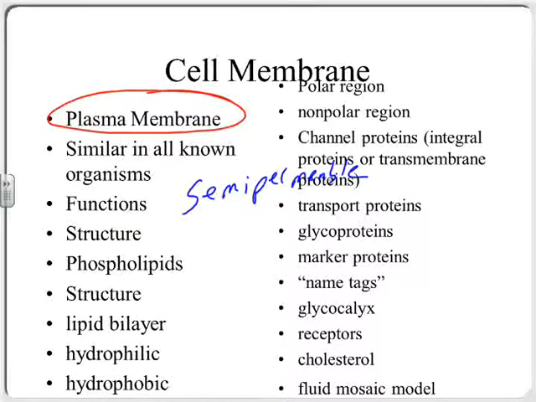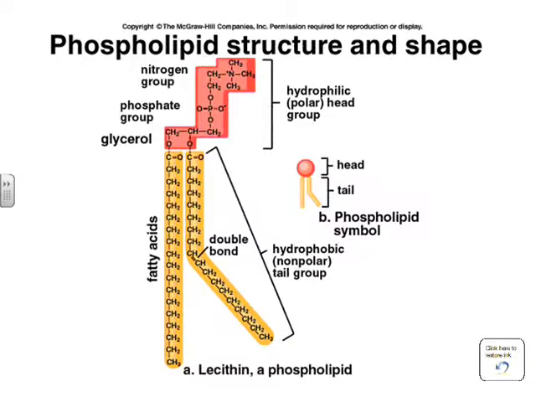Let's go ahead and talk about what the cell membrane is made out of. It's mostly made out of these guys, phospholipids. And we're going to look at a picture of what a phospholipid looks like. Actually, let's go ahead and do it now. Here's a phospholipid.